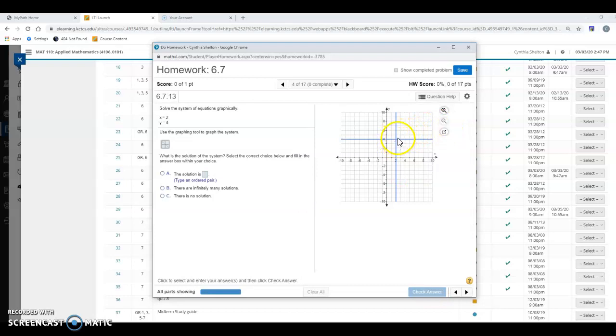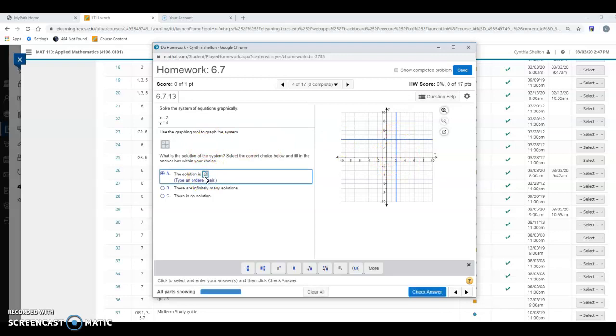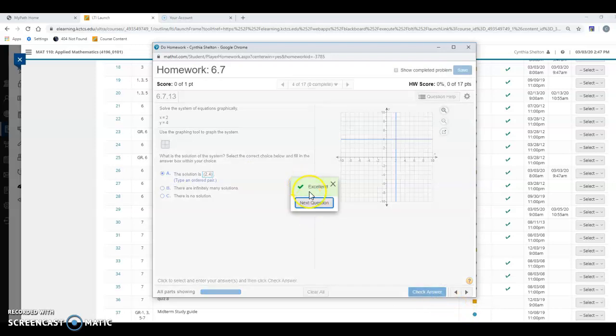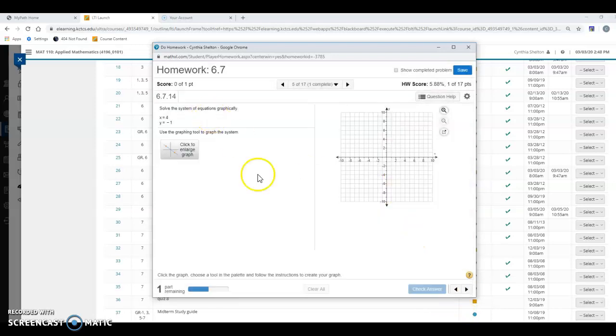So you'll look at your graph and say, what's this point of intersection? Over 2, up 4. That's your solution. Parenthesis 2, 4 is where those 2 equations graph cross each other. And that's how we'll do that. Let me move over to one that has a different slope on it.